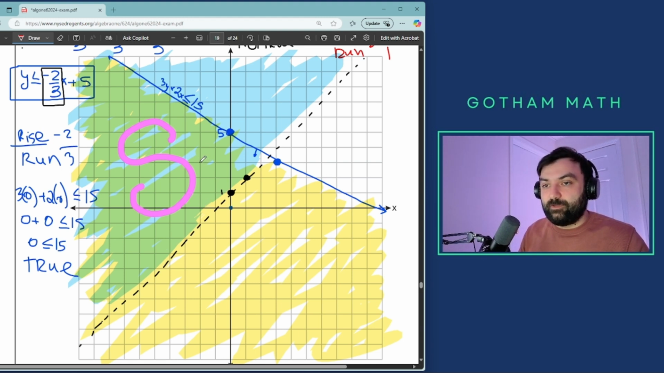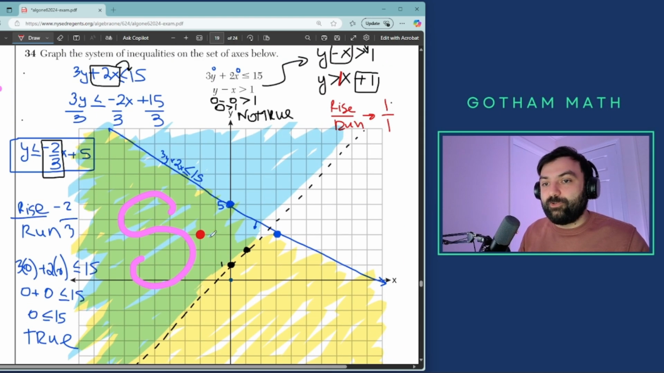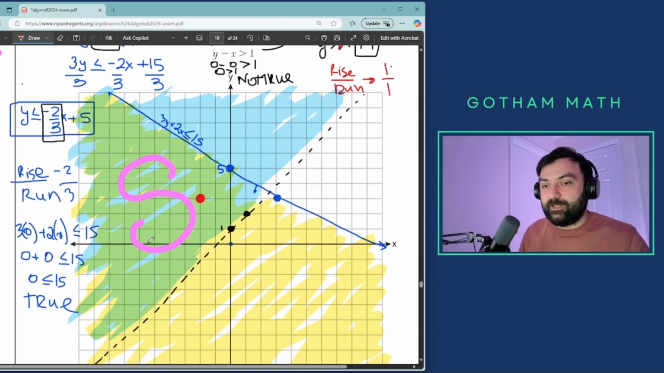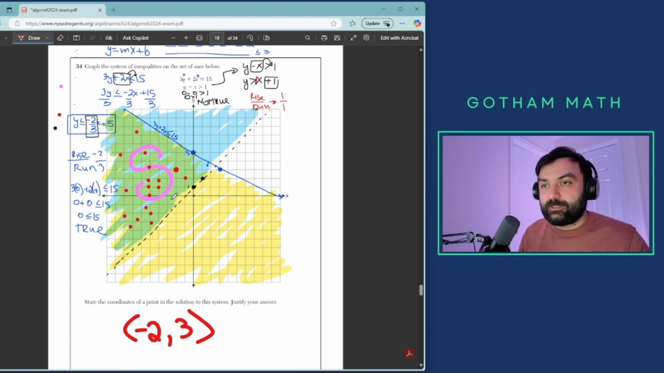Negative 2, 3. And you just say negative 2, 3. Could you have chosen anything else? Yes, you could. Anything. Any point from the green region. Now look at the whole picture. This is the 4-point answer.